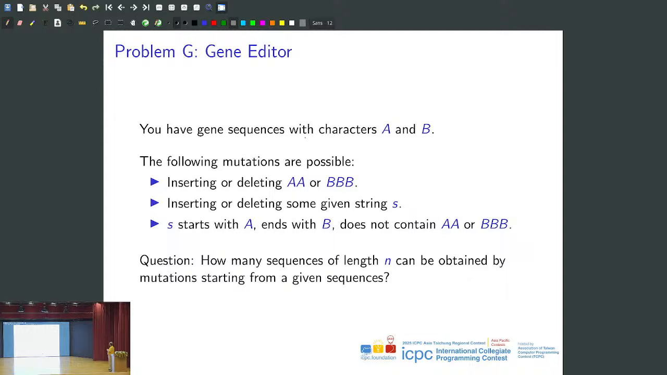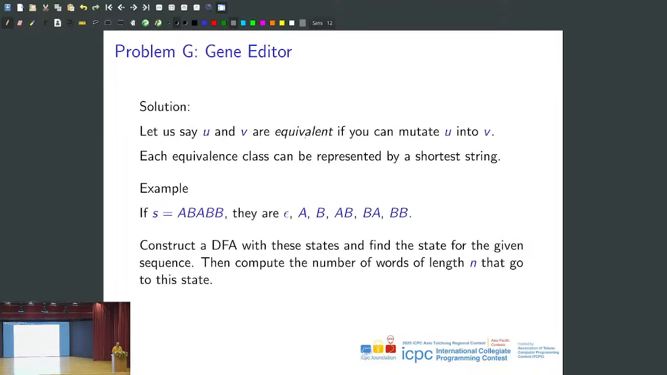Here you have sequences, only 2 characters, and you have some mutations or rewriting rules. You can insert AA, you can remove AA, you can insert BBB or remove BBB, and you have some other special string S that also can be inserted or deleted. And these are the mutations that you can do. And you have a starting sequence, and the question is, how many sequences by mutations can you get that have length n?